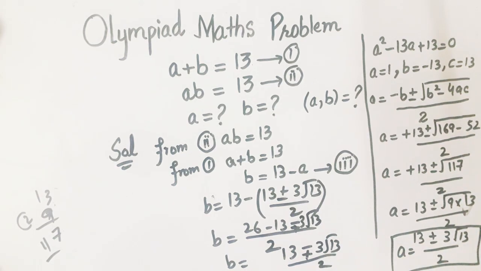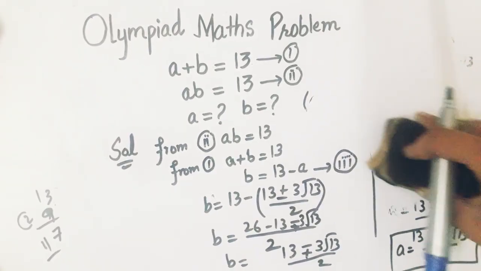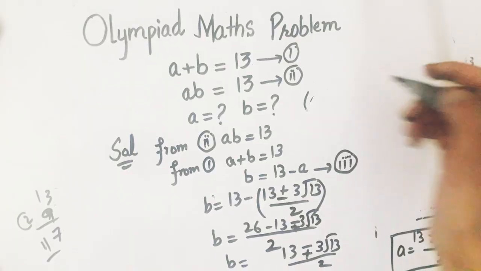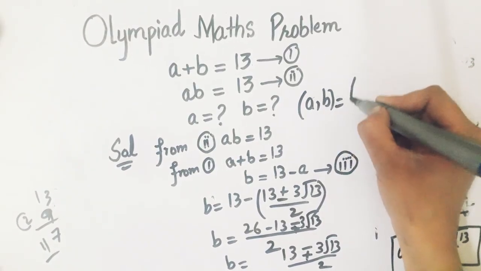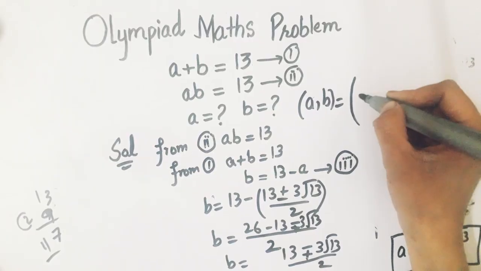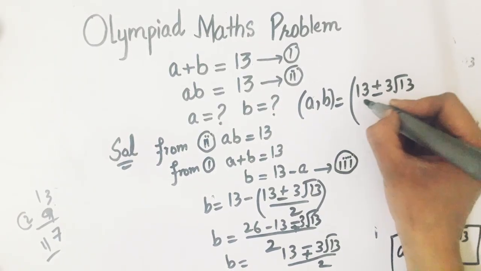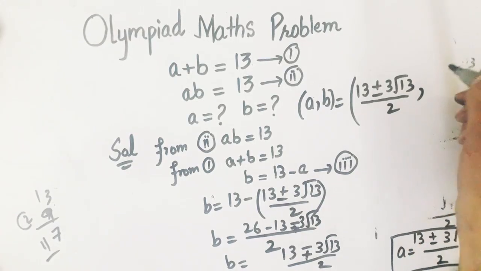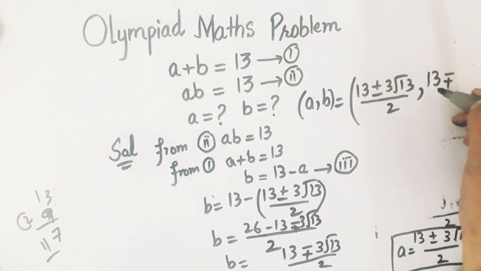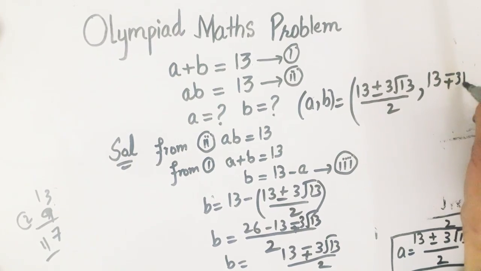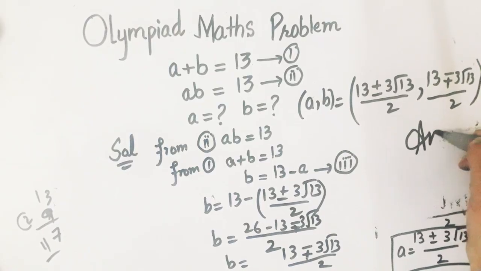Now we will write the final answer here, that is the ordered pair. So we get the ordered pair (a, b) equals: a is 13 plus minus 3 root 13 divided by 2, and b is 13 minus plus 3 root 13 divided by 2, since plus minus becomes minus plus. So this is the final answer.